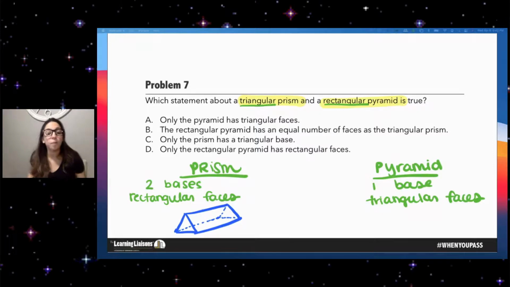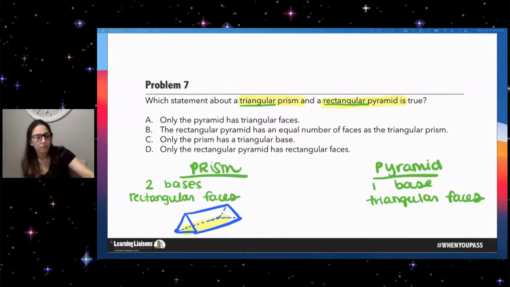Now, for the purposes of understanding these geometric shapes, I don't want you to get confused by thinking that the base is this rectangle on the bottom because that's what the shape is sitting on. That is not the base. The bases are the two faces that are identical, which are those triangles. And then there's rectangles surrounding it.